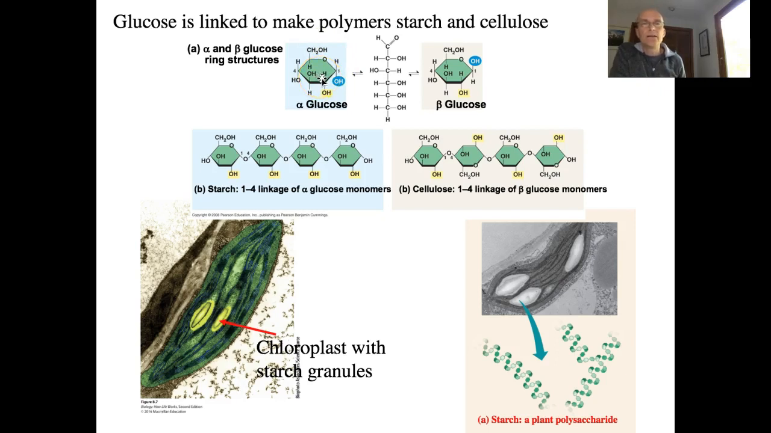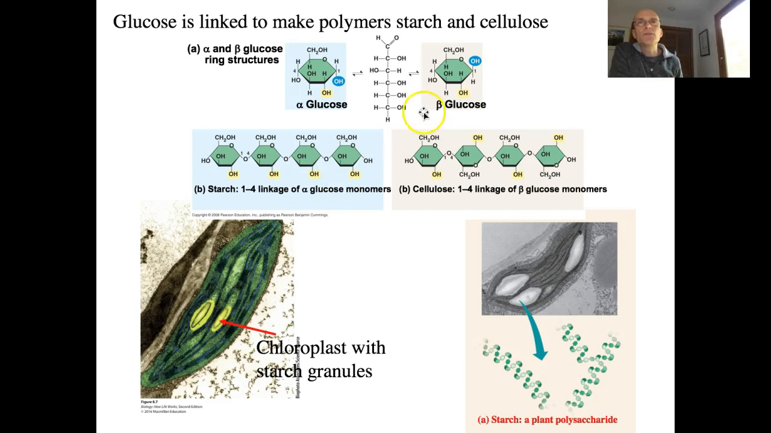And what I was saying in lecture 2 is that the ring can close in such a way that the last hydroxyl group can either point up or it can point down. So it can point up here or it can point down. And when you put a lot of glucose molecules together with hydroxyl groups that are pointing down, then you get starch. And this is called a 1,4 linkage of alpha glucose monomers. This is an alpha glucose monomer, alpha meaning the hydroxyl group is down. If you link all of those together, you get starch.